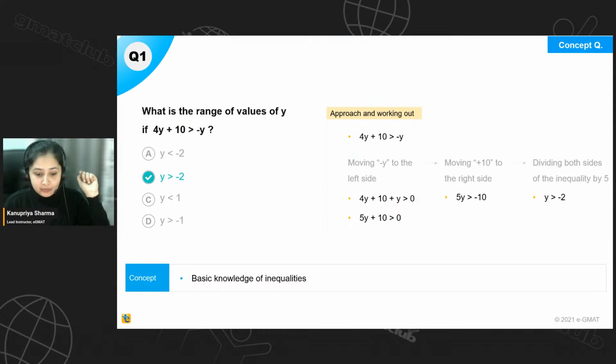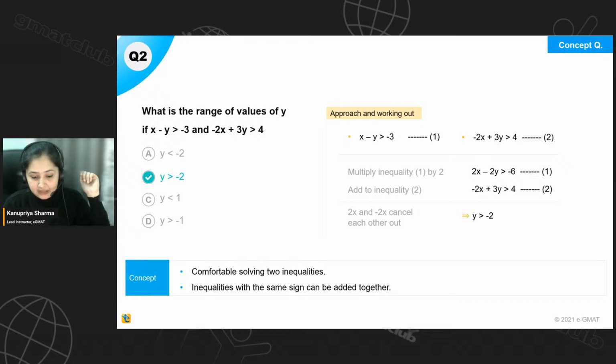So this is question number one. This is a simple linear inequality. You just have to move negative y to the left side and 10 to the right side, and then divide both sides by 5, and you get y is greater than -2. This is about basic knowledge of inequalities.